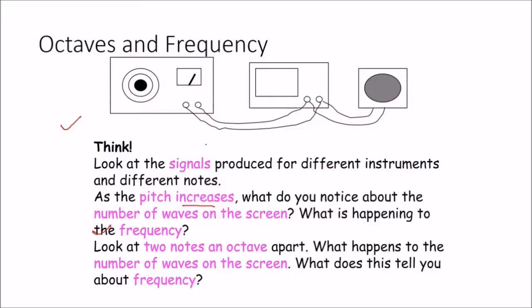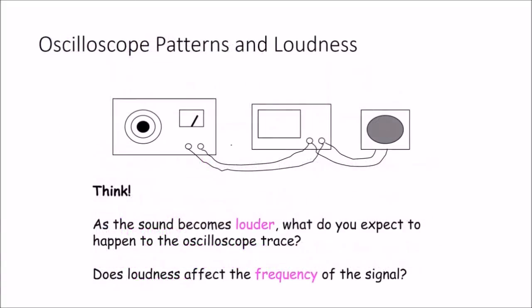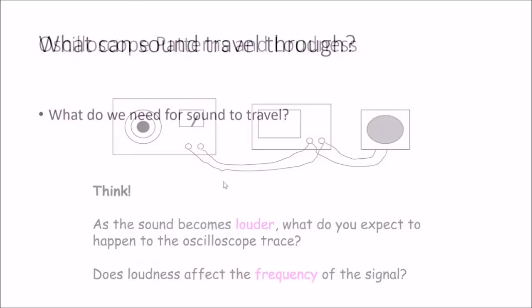Just look at two notes an octave apart. What happens to the number of waves on the screen? What does this tell you about frequency? These are all examples. These are all practical problems. Just think, as the sound becomes louder, what do you expect to happen to the oscilloscope trace? Does loudness affect the frequency of the signal?